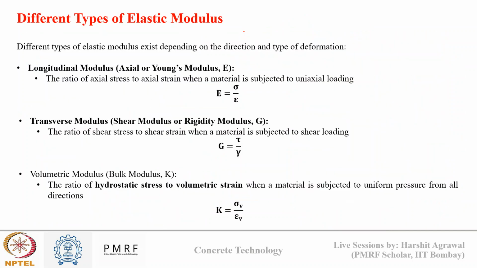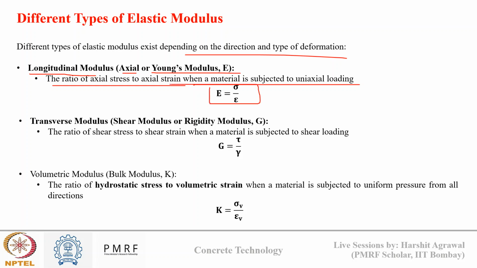Now, there can be different types of MoE value based on the direction and the type of deformation. Okay, there is longitudinal modulus, which is also known as axial or Young's modulus. So the ratio of axial stress to axial strain when a material is subjected to uniaxial loading is known as longitudinal modulus. Okay, then there is transverse modulus, which is known as shear modulus or rigidity modulus G, and this is the ratio of shear stress to shear strain when the material is subjected to shear loading.